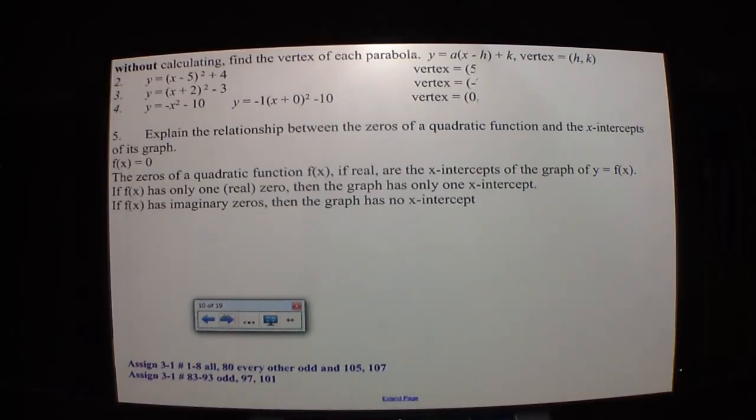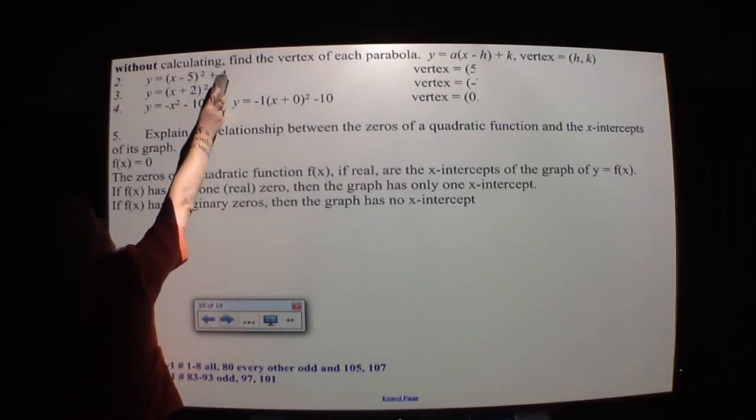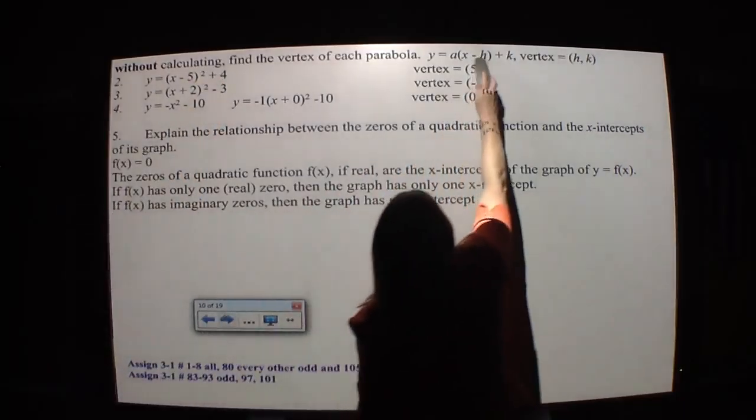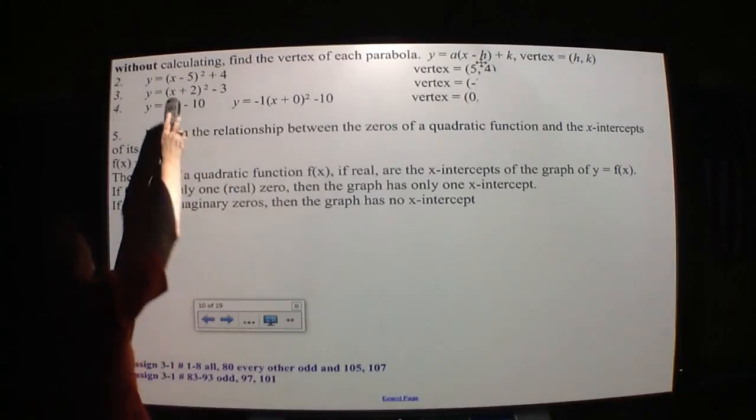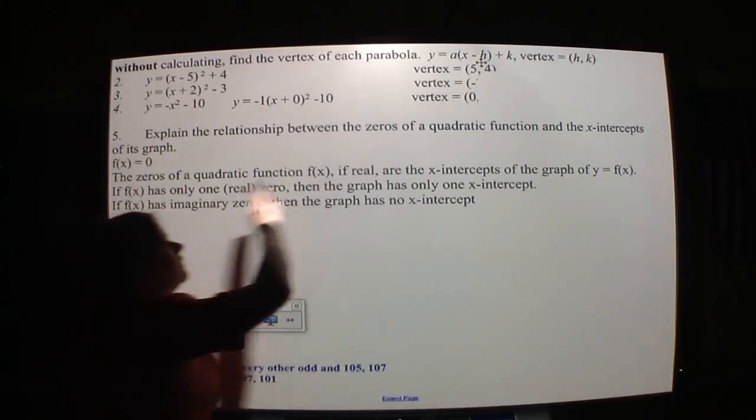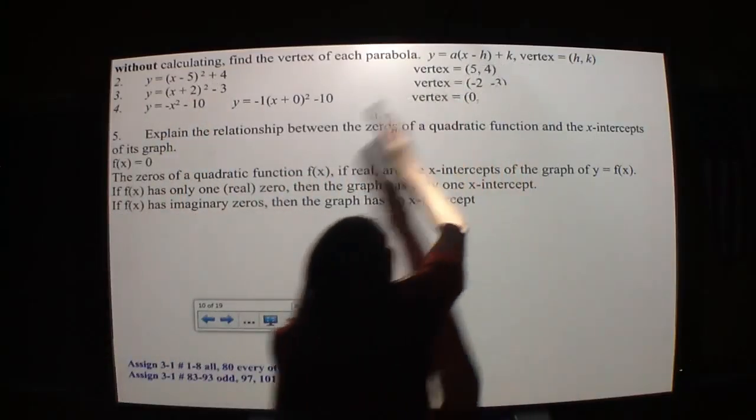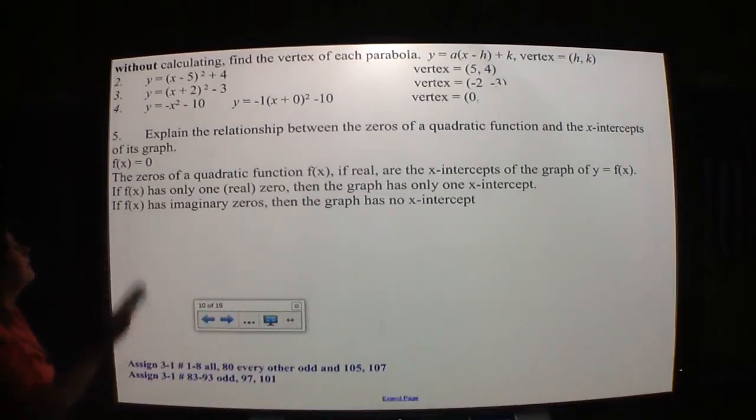Without calculating, find the vertex of each parabola. I hope you can look at it and tell me (5, 4). Then (-2, -3). This one I can't look at and tell you yet.